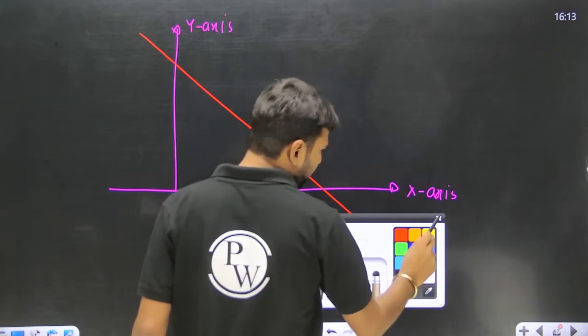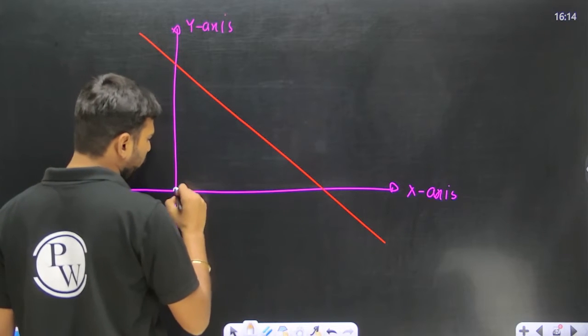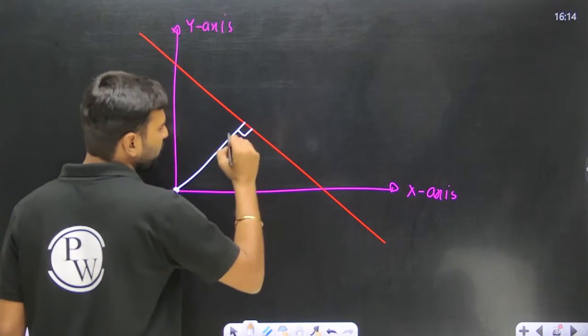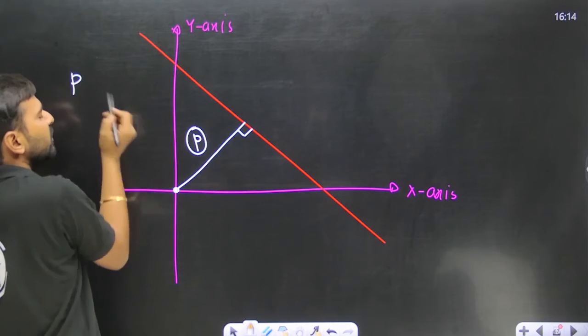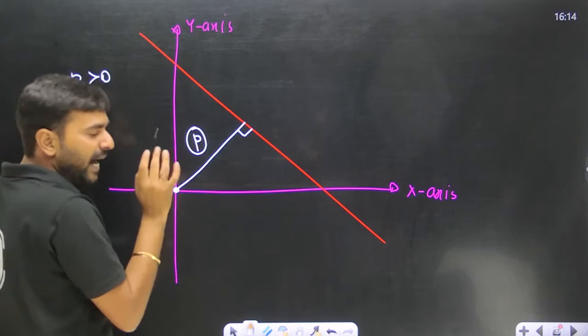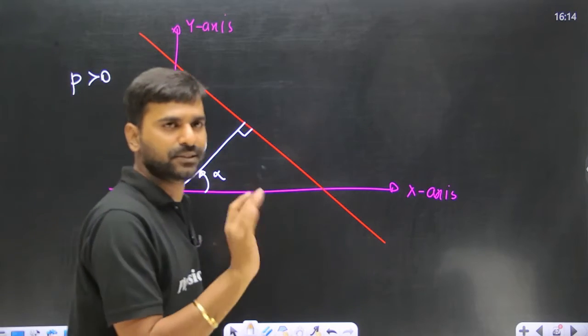Now, this time if I want to write down the equation of this red line, two things are given to me. What are those two things? Number one, if I draw a perpendicular from the origin onto this line, the length of this perpendicular is given. Obviously p is the length of the perpendicular, so it has to be positive only. And this perpendicular is, let's say, making an angle alpha with the positive x-axis. This is also given to me.